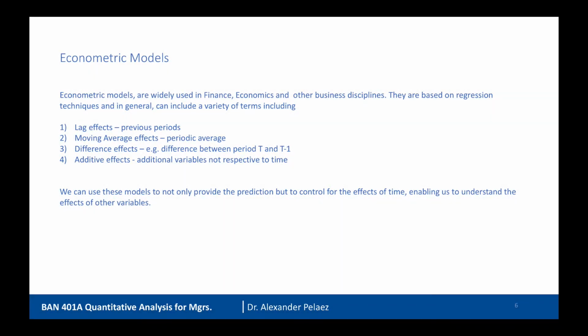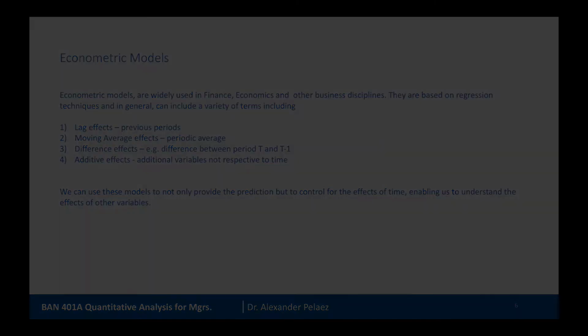In econometric models, which are widely used in finance and economics, we use regression techniques and include a variety of terms to help with the violation of assumptions, such as lag effects, moving average effects, difference effects, which are the difference between period t and t-1, and additive effects, which are additional variables not respective to time, which is where we get the added enhanced power of explanation to understand what is causing changes in the model. We can use these models not only to provide the prediction, but to control for the effects of time, allowing us to understand the effects of those added variables.